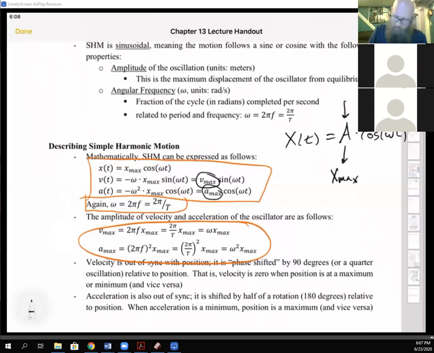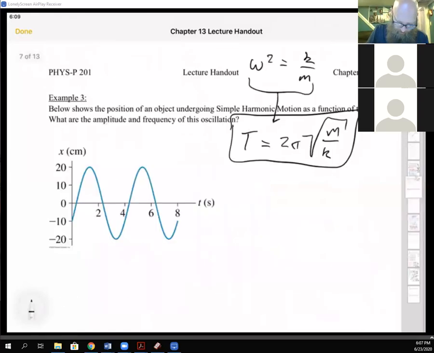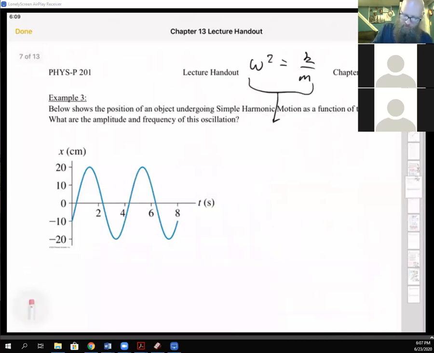So yeah, let's do some examples. I want to get to example 5, but let's just start pushing through these, and I think we'll get as far as we can. So example 3 has a graph of position versus time for something in simple harmonic motion. Doesn't even tell us what it is, right? But it doesn't matter what it is, because there are bits of information that anything in simple harmonic motion will follow.